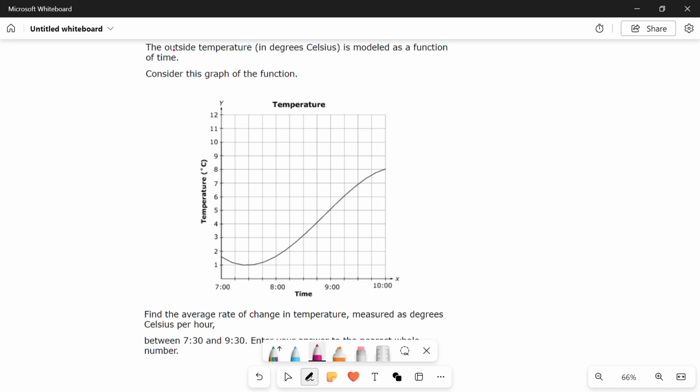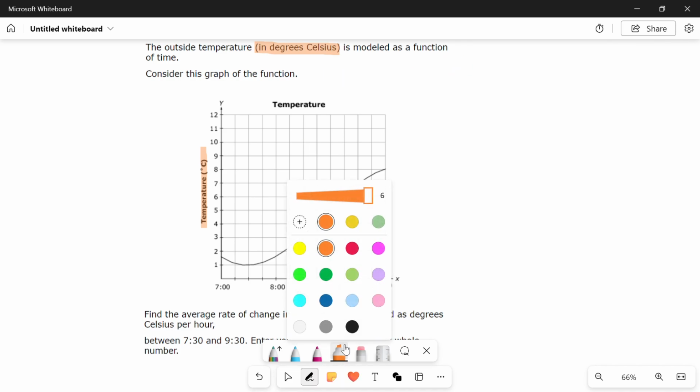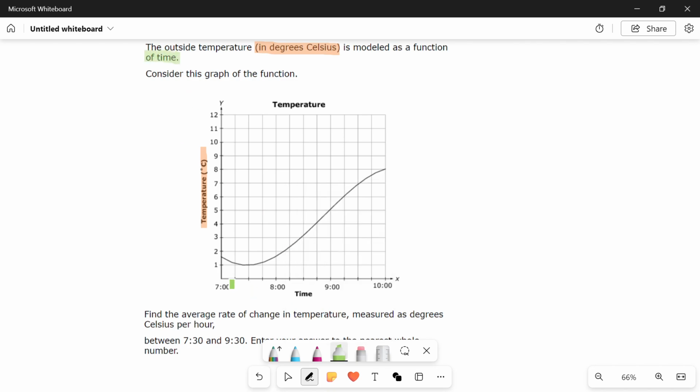So we have here, it says the outside temperature in degrees Celsius. I'm going to grab this highlighter here. So it's in degrees Celsius, and we're talking about the temperature, and it's right over here, right? So that's our temperature in degrees Celsius modeled as a function of time. Time is a different thing, right? We're saying how the temperature outside depends on what time it is. It's a function of time.